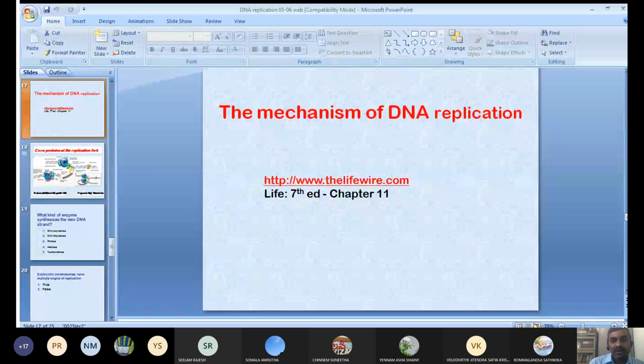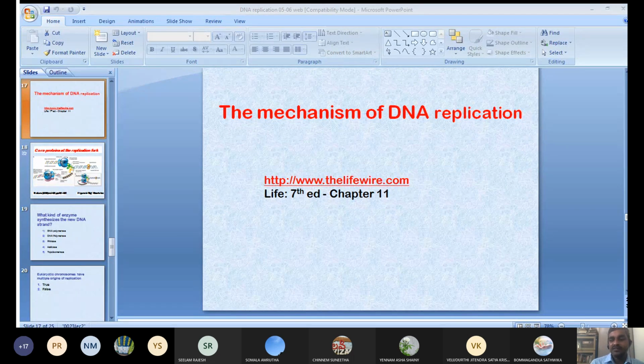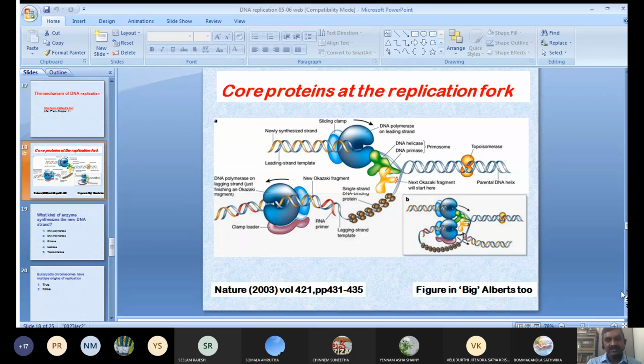Okay, so when we see the mechanism of DNA replication, how will the mechanism of DNA replication take place? Do you see this slide? Four proteins at the replication fork. This one. Yes, sir. Yeah, now you can see.